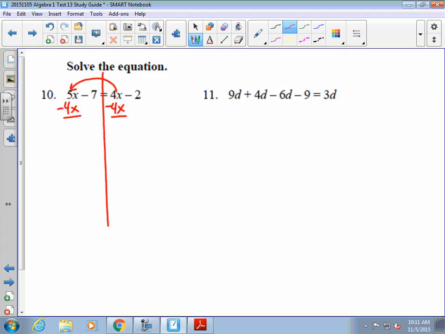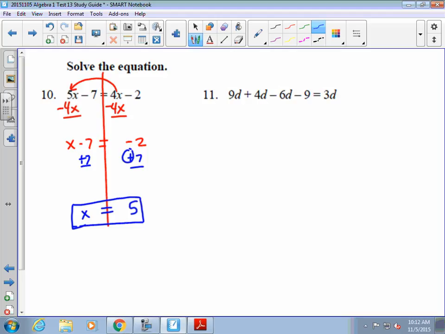5x minus 4x is 1x. You have minus 7 is equal to negative 2. Want to get x by itself, get rid of minus 7 by adding 7 to both sides. Positive and a negative, opposite signs, you subtract them. 7 minus 2 is 5. 7 is the higher absolute value. It is positive. Therefore, x's value is going to be positive 5.